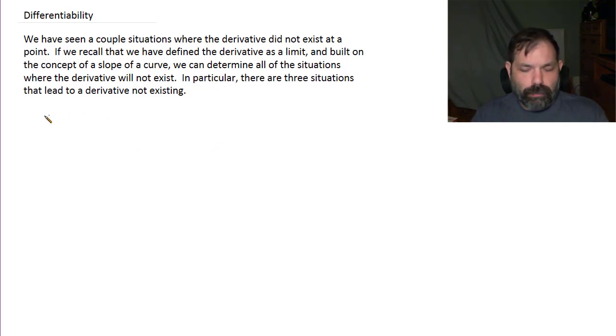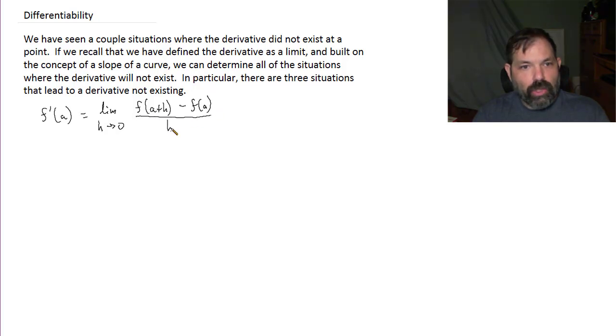If we think back a couple of topics ago, we said that f prime at a was the limit as h approaches 0 of f of a plus h minus f of a over h. We defined that as a limit. And so if we think about it, where might a limit not exist? If we think back to where limits may not exist, there are a few different possibilities. One, so again, when will this not exist?